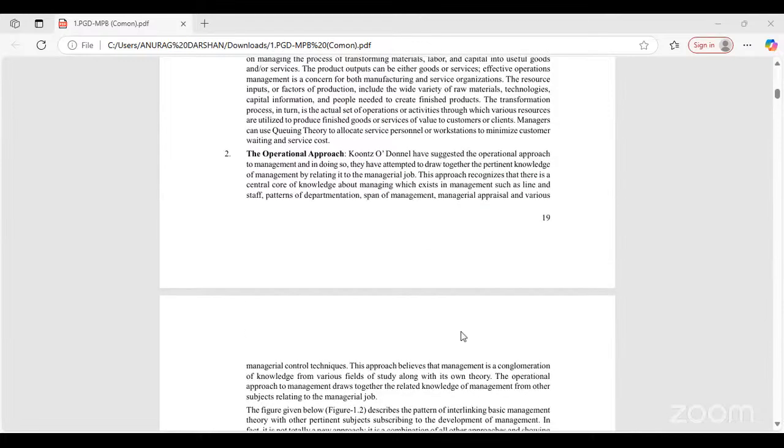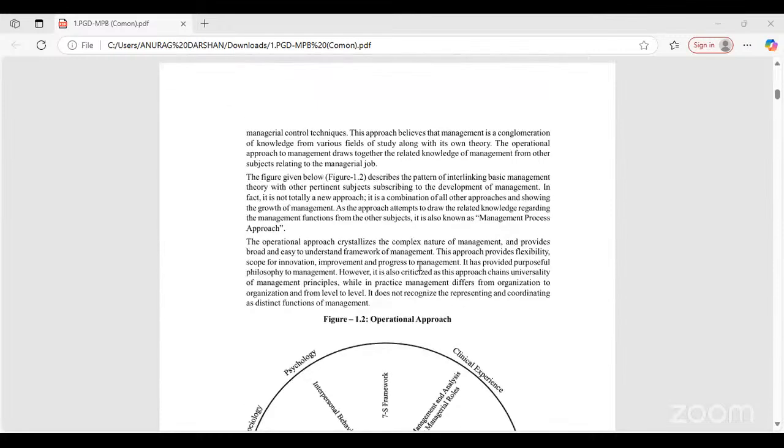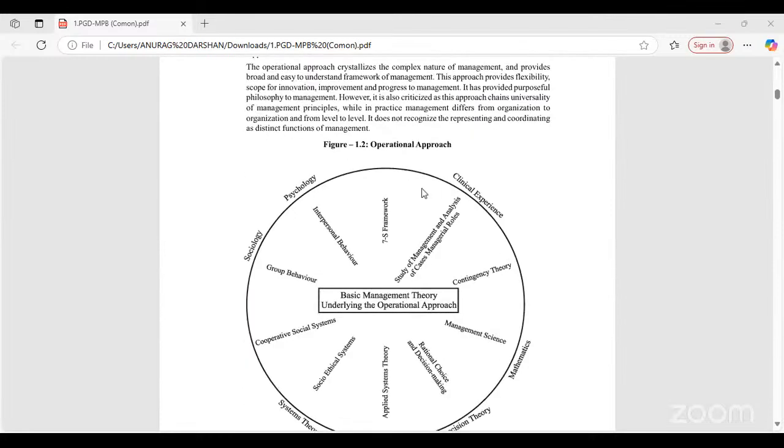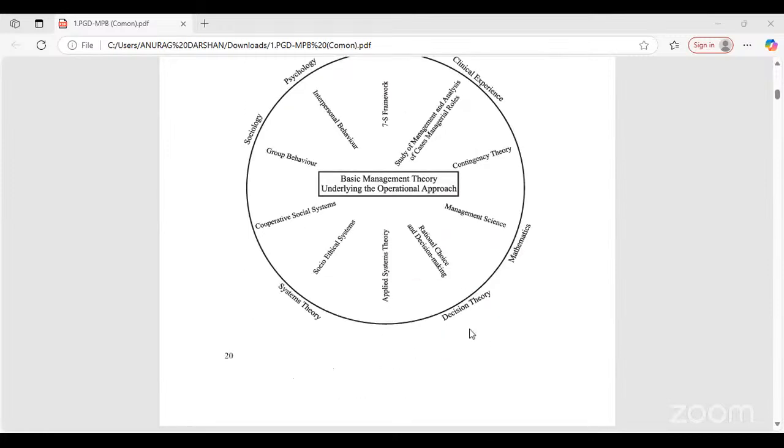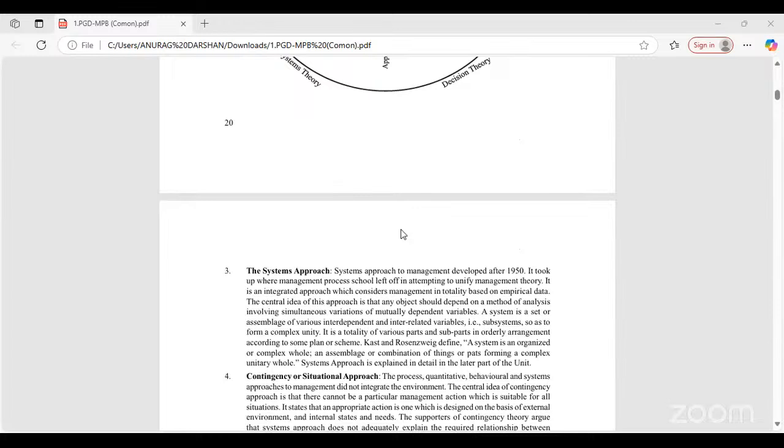The operational approach attempts to draw together the knowledge of management and relate that knowledge to the jobs or managerial positions. So this is the operational approach, where you bring in clinical experience, psychology, sociology, whatnot. The inputs from all these theories will be taken and applied.